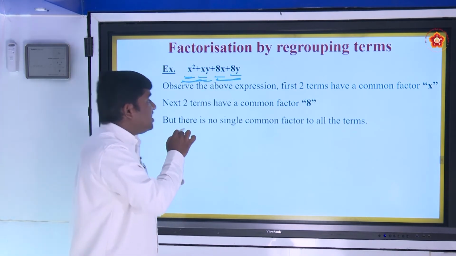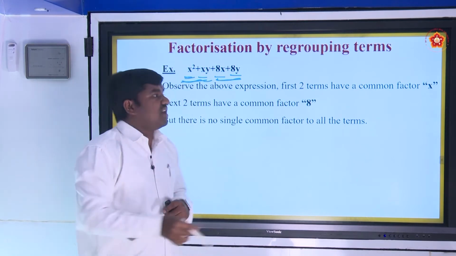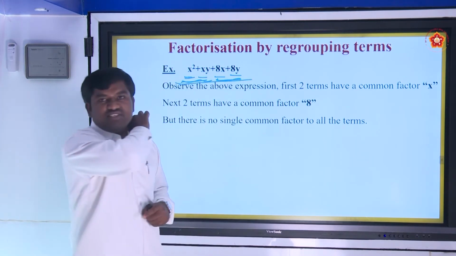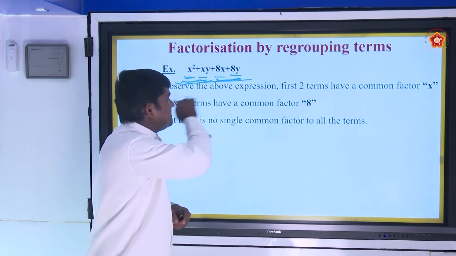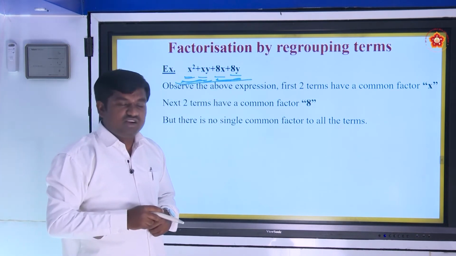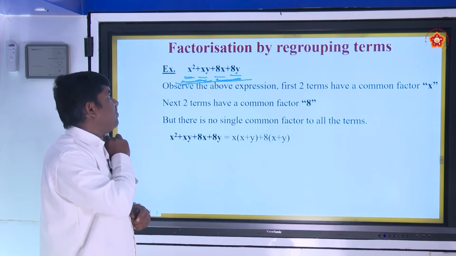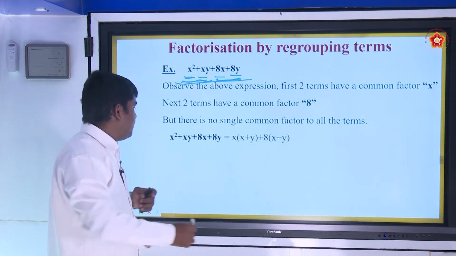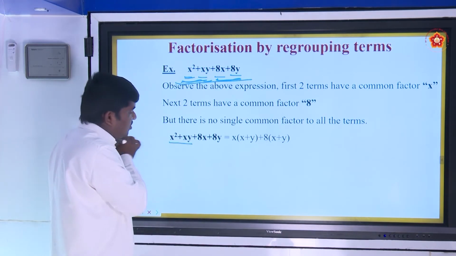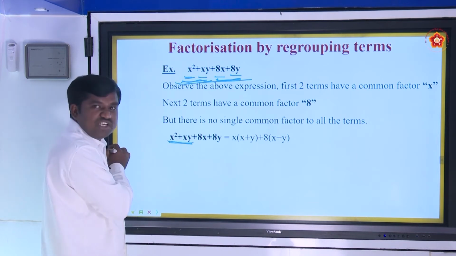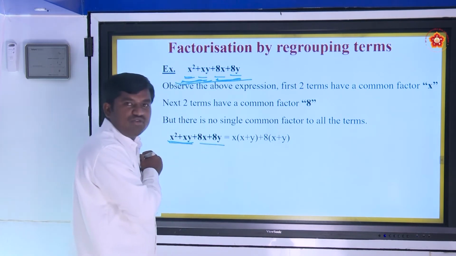But there is no single common factor in all these terms. So what do we have to do? I will tell you. See, observe this. Regroup these two as the first group and these 2 as the second group.